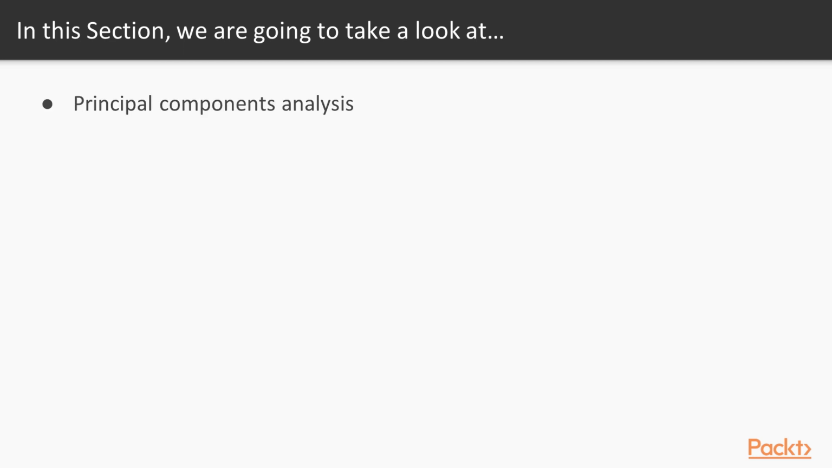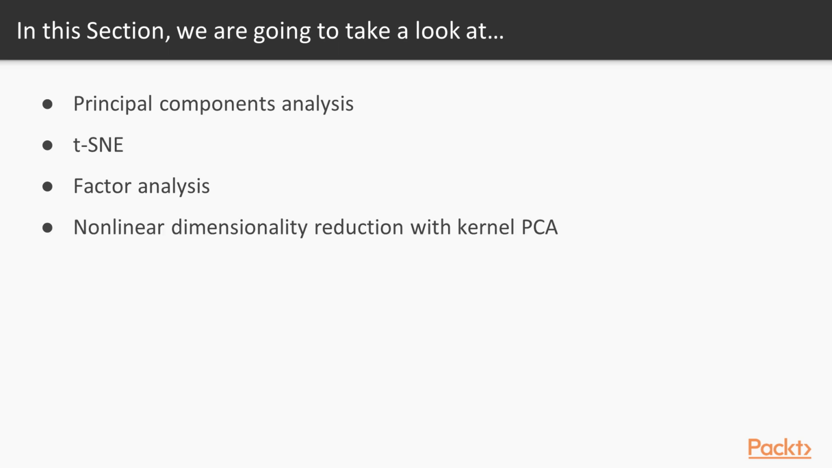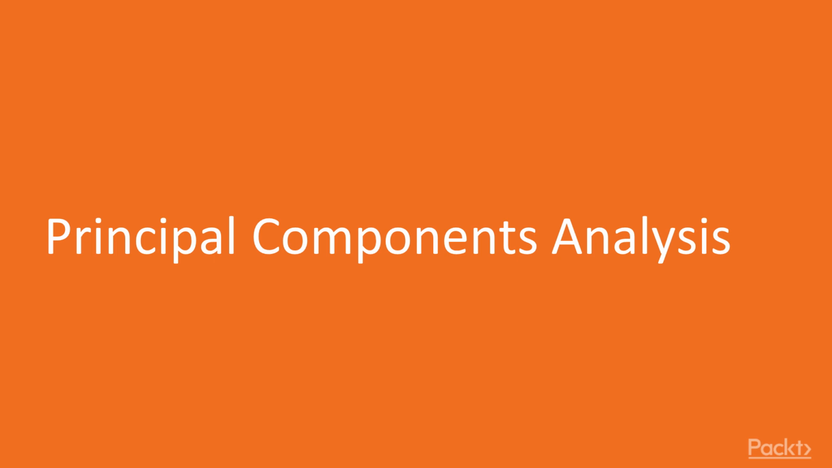The first technique is going to be principal components analysis. The second technique is t-SNE. Third technique is factor analysis. And in the fourth technique, we will be looking at nonlinear dimensionality reduction using kernel principal components analysis. In the first video, we will be reducing the dimensions of our dataset using principal components analysis.